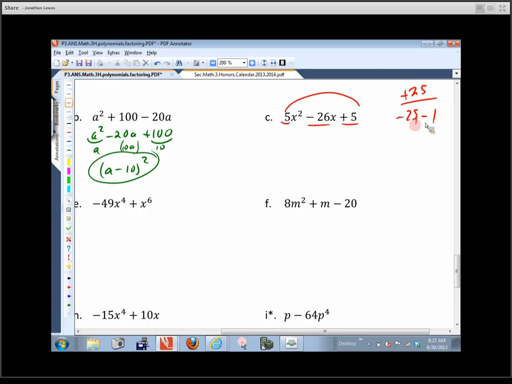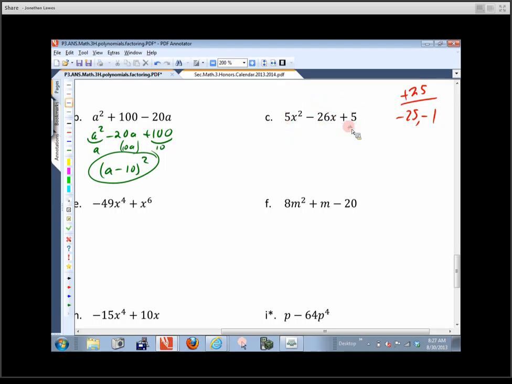Okay, now, please do yourself a favor. Double check right here. It's a lot easier to check right here because if we got this right, we're going to get the problem right. From here on, it's not that difficult. Okay? Do these multiply to be a positive 25? Yes, they do. Do they combine to be a negative 26? Yes, they do. So we're going to get this right.